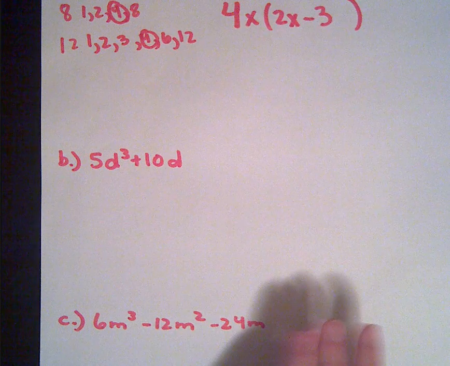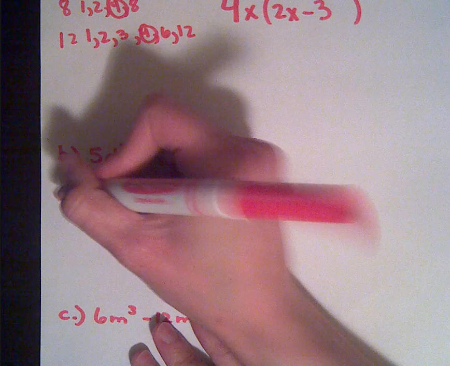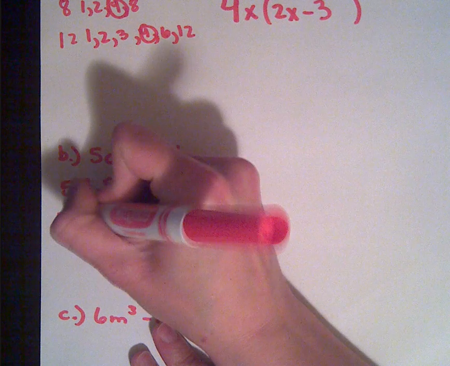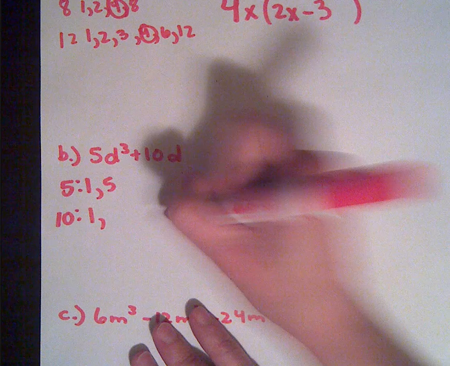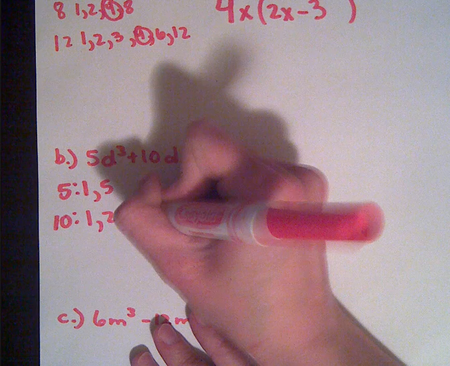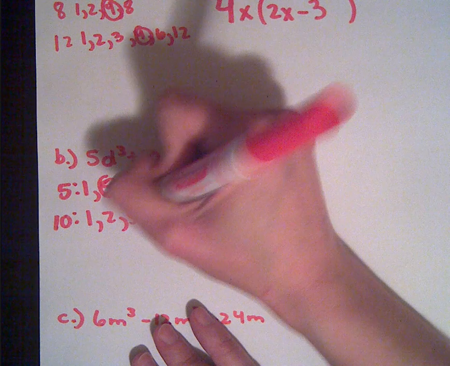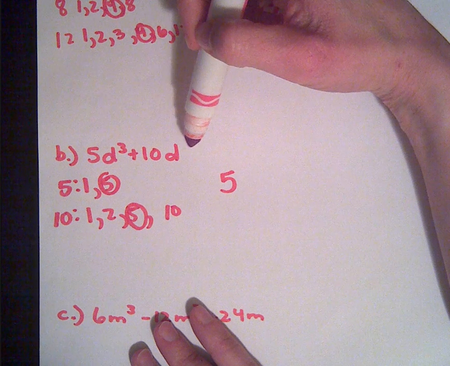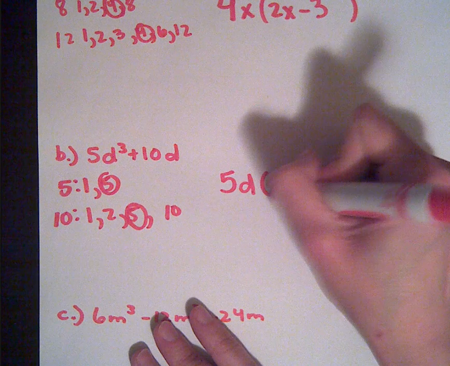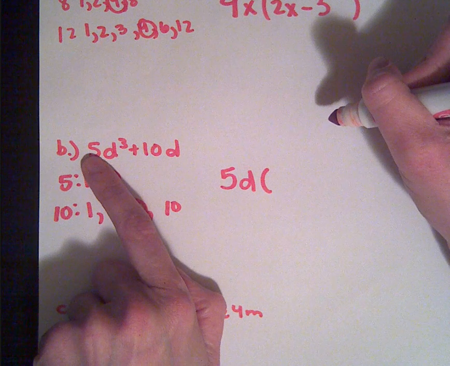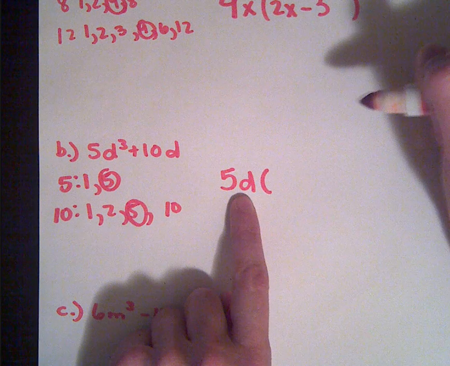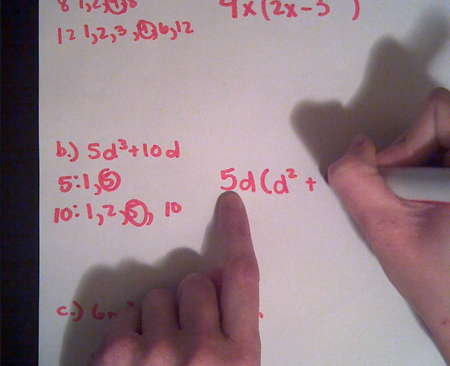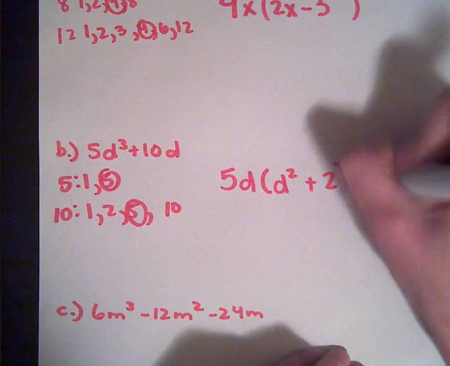Now I'm going to look over here. 5 and 10d. My only factors of 5 are 1 and 5, and my factors of 10 are 1 and 10, and 2 and 5. What's the greatest common one? 5. Looking at my variables, my greatest common factor there is d. 5 times what gives me 5? 1, so I don't need to write that. D times what gives me d to the third? D squared. Plus, because it's a plus, 5 times what is 10? 2. D times what is d? 1, I don't need to write that. So there it is.